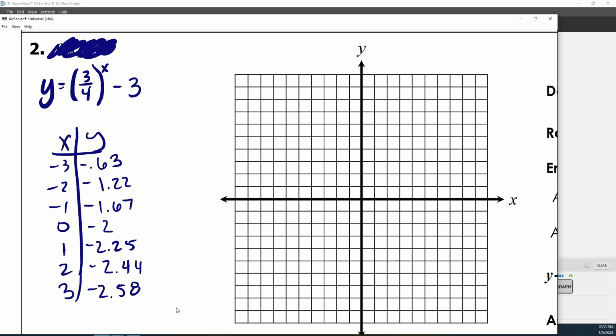Oh, I didn't ask you all. Do you guys think this one's going to be growth or decay? This one's going to be decay. 3/4 is the base. 3/4 is smaller than 1, so it's going to be decay. All right, I think I might have messed up on that first point. Hold on.